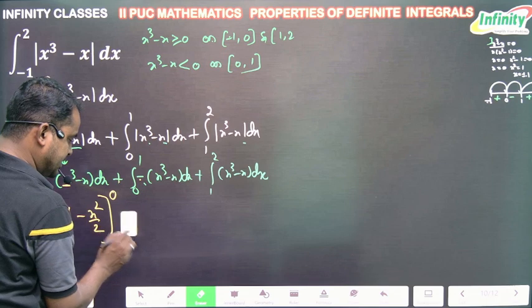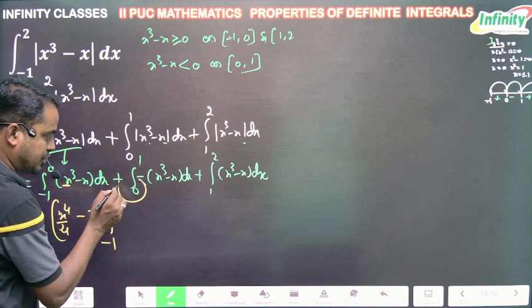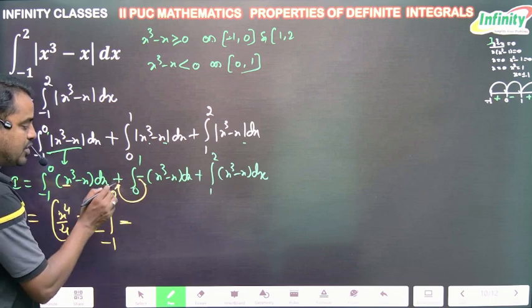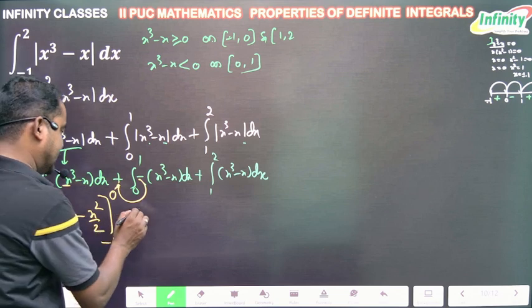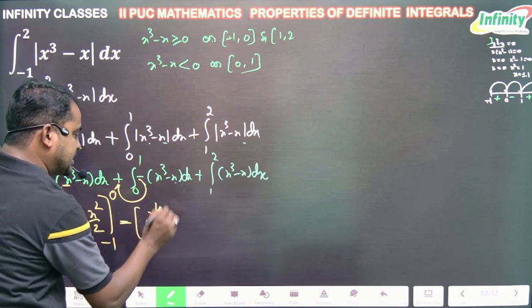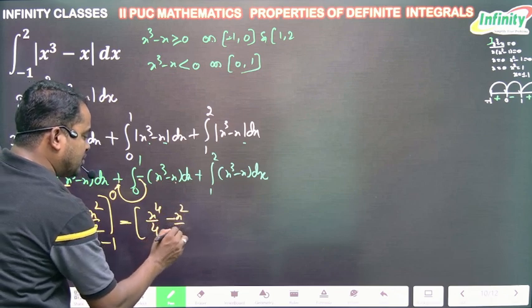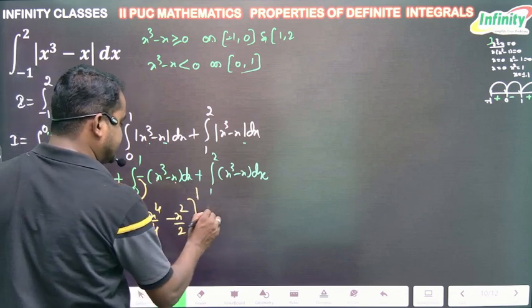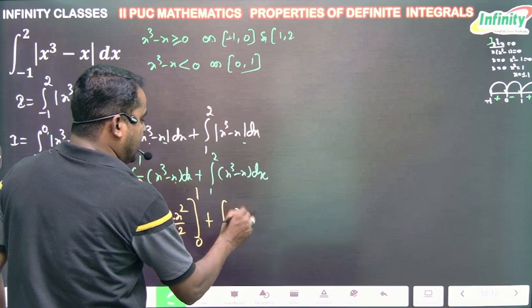and this minus, plus into minus will be what? Minus. Here this minus into plus will be what? Minus into plus will be what? Minus, or plus into minus will be what? Minus. And integration is same. X cube integration is what? X raised to 4 by 4. X integration is what? X square by 2. Now limits are changed here, that is 0 to 1 plus x cube integration is what?